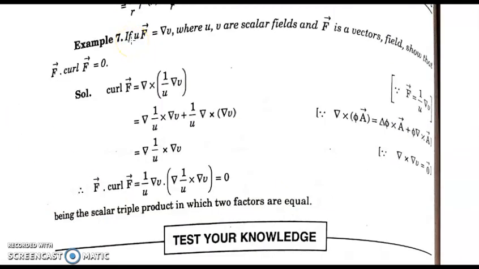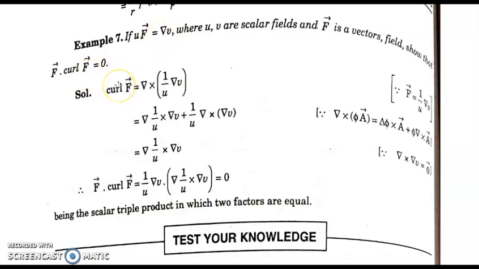Next question is, if uf equal to del v, where u and v are scalar fields and f is a vector field, then you need to show that f dot curl f is equal to 0. So u and v are scalar fields and f is a vector field. F can be written as 1 by u into del v. From here, f will be 1 by u into del v.